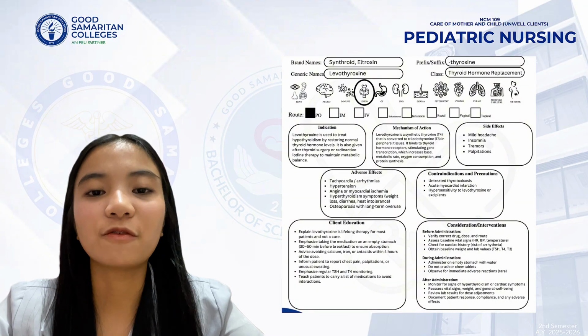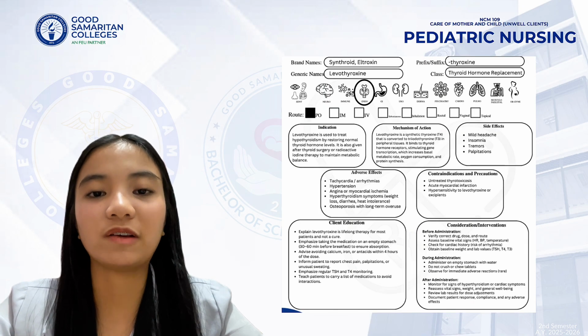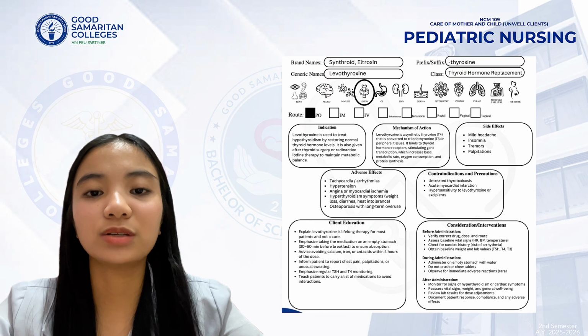And lastly, for nursing considerations, before administering the drug, the nurse must verify the correct drug, dose, and route to ensure patient safety. Baseline assessment should include vital signs such as heart rate, blood pressure, and temperature. The nurse should also assess for any history of cardiac disease, since levothyroxine can increase metabolic demand and may trigger arrhythmias. Baseline weight and thyroid function tests, including TSH, T3, and T4, should also be recorded.